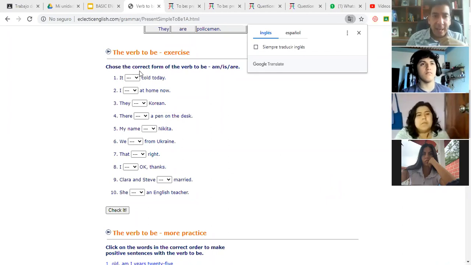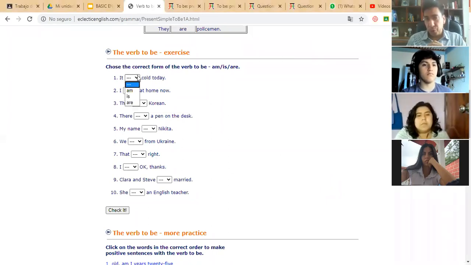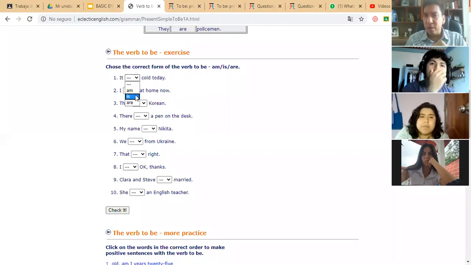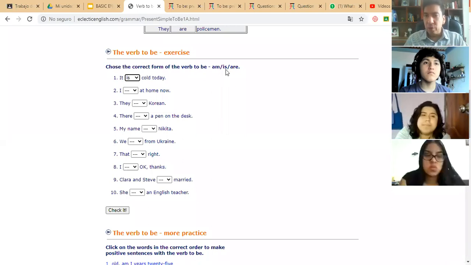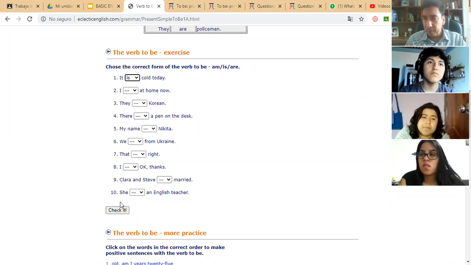And here you have three options. You have am, is, or are. So what is the correct conjugation of the verb for the subject it, using the verb be? The correct conjugation for it is is. So the answer is it is cold today. Okay? Do the rest. When you finish, you can check the answers here. All right? Do it. You have 1 minute. Go ahead.